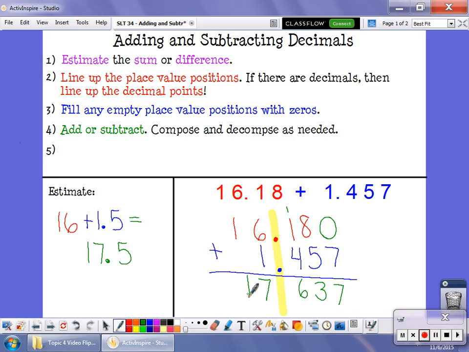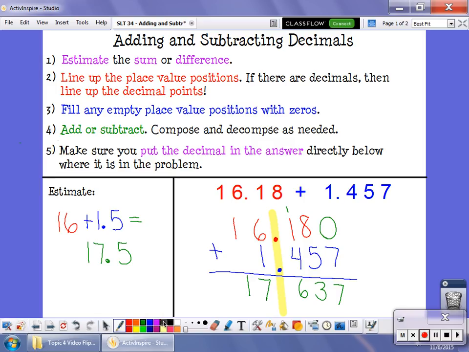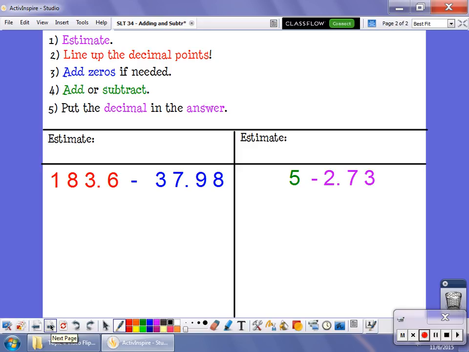Now my final last step is to make sure you put your decimal in your answer directly where it was in the problem. Again, right on that imaginary line. So our answer was 17 and 637 thousandths, which is very close to our estimate of 17 1/2. Now these 5 steps work for adding and subtracting.